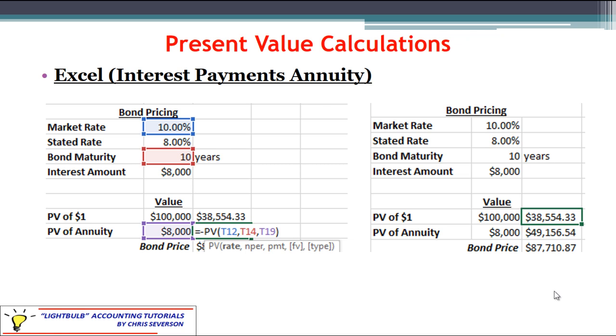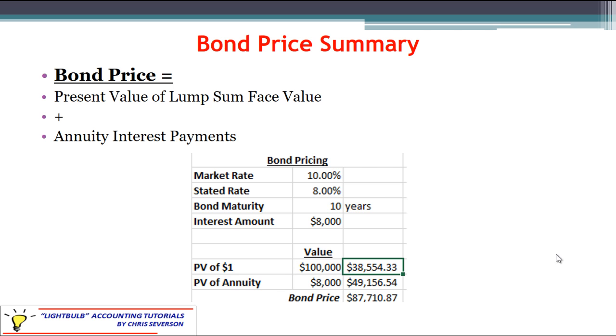So the price of the bond is going to be the sum of these two present values. Our $100,000 bond would price at $87,710.87 in this case. And that's what we're seeing here.